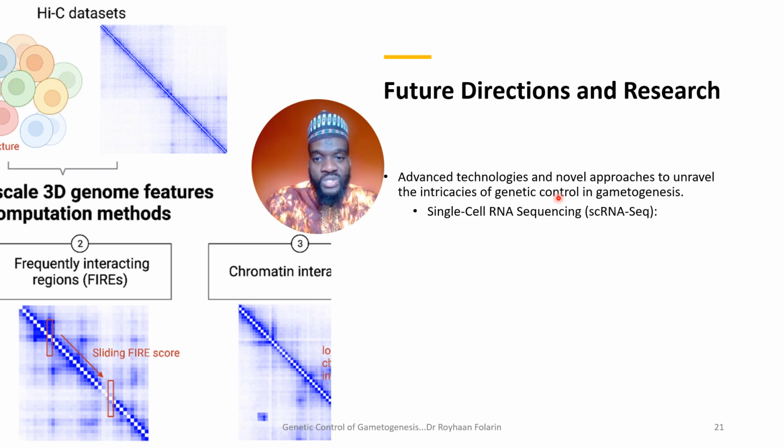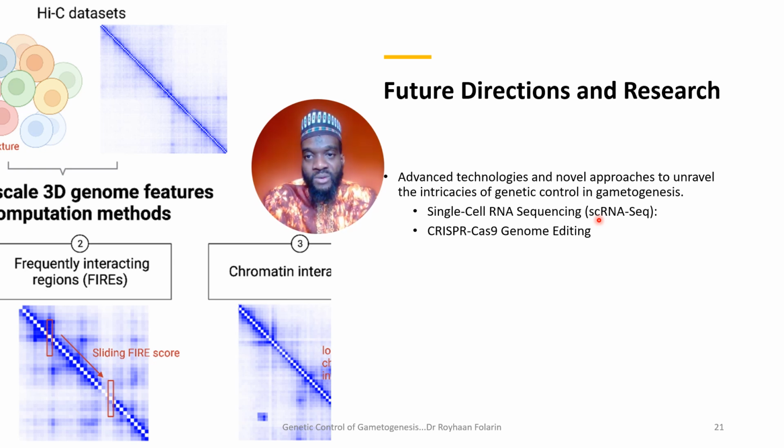And among those approaches is single-cell RNA sequencing. So single-cell RNA sequencing allows the transcriptome of individual cells to be analyzed in order to have a detailed picture of gene expression at the single cell level. And this technique is particularly valuable for studying the heterogeneity within the cell populations during gametogenesis.